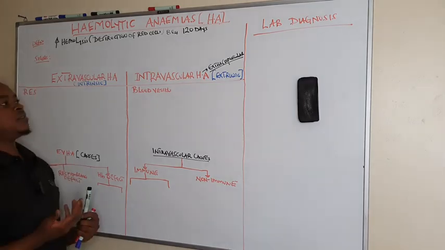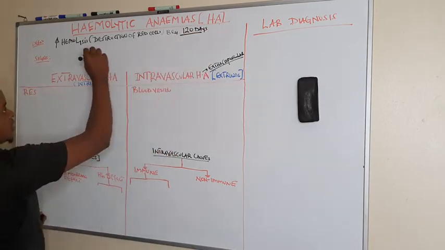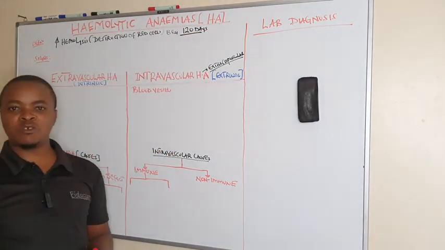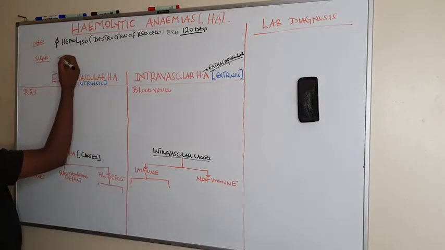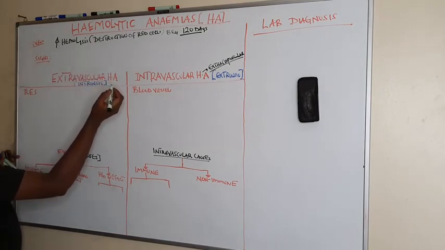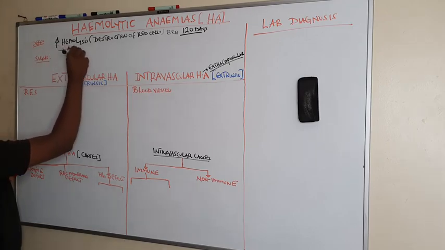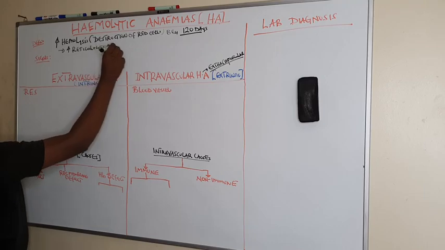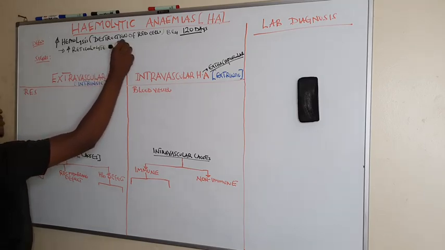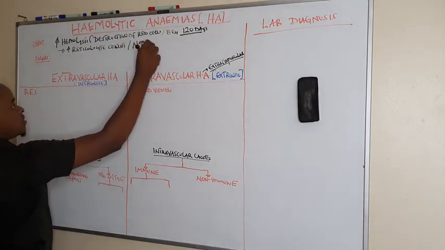And because of that, we're going to see that this destruction is heavier than what the bone marrow can compensate. Because the bone marrow is trying to work hard to replace the destroyed cells, we are going to find that it is characterized by increased reticulocyte count. And under PBF, we shall also be looking at nucleated RBCs.